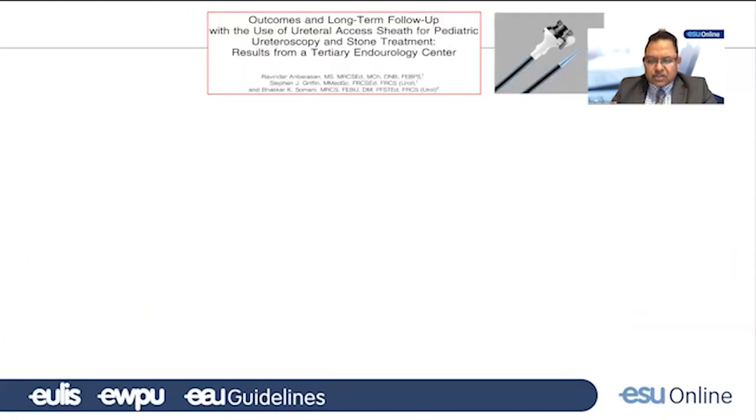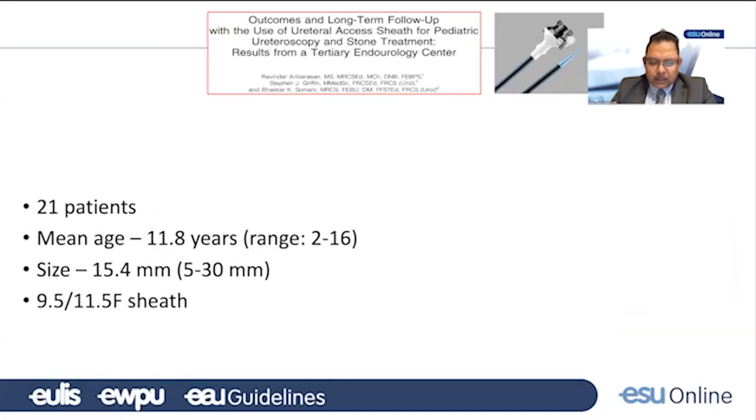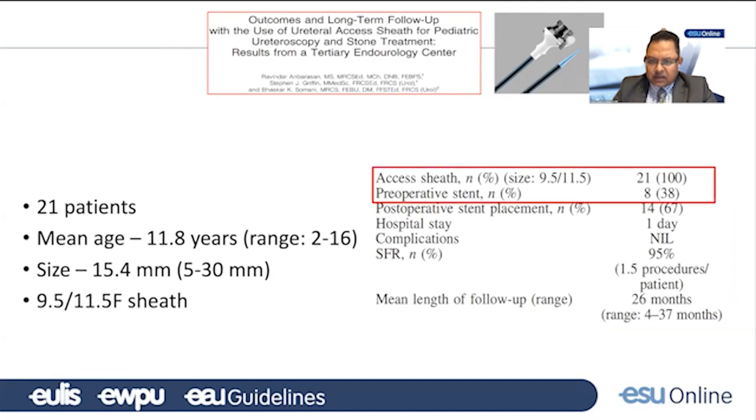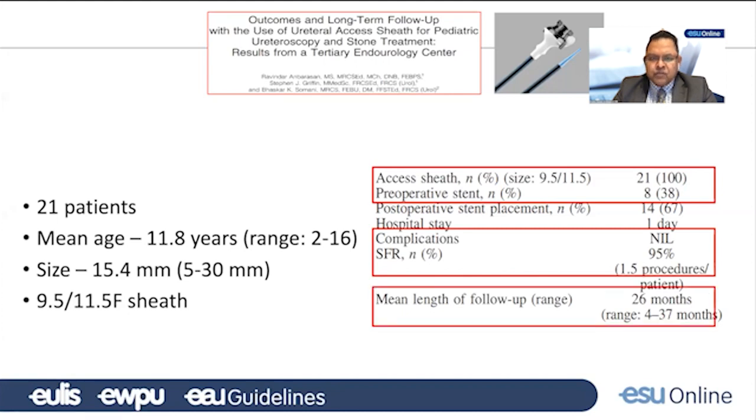What about access sheath use? It's always a slightly controversial topic in pediatrics. We looked at a small series of patients with a mean age of 12 years, but ranging from 2 to 16 years. For large stones, we use the smallest possible access sheath. So I use a 9.5 or 11.5 French access sheath. When we look at the preoperative stent rates, 8 were pre-stented, with extremely good stone-free rates and no complications over a period of 26 months. So actually, access sheath use in pediatric patients in selected cases has a good outcome with no complications.